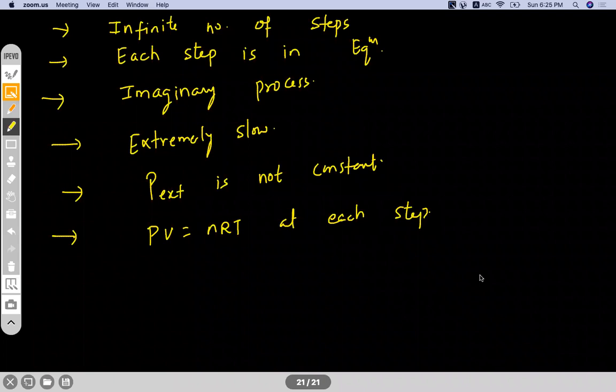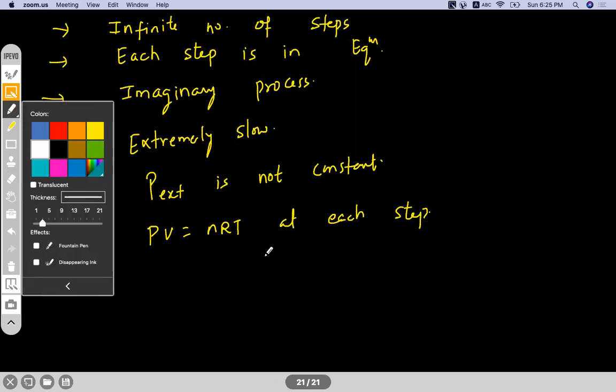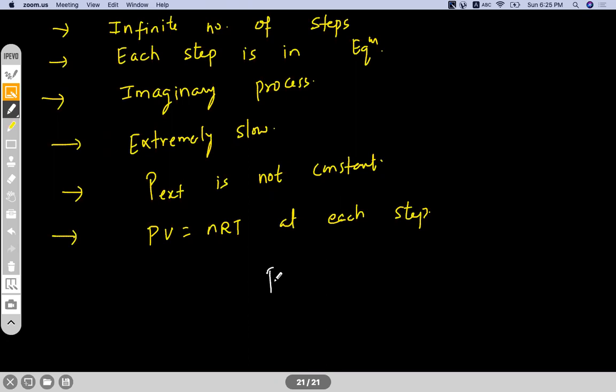See, we are increasing the external pressure by a very small value, delta P. Suppose P external is given, say 10 atmospheric. Now you have decreased the external pressure to 9.99 atmospheric. So that change in pressure is very small.